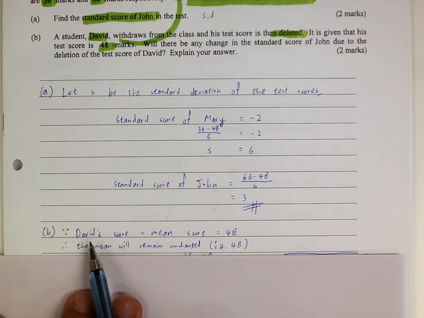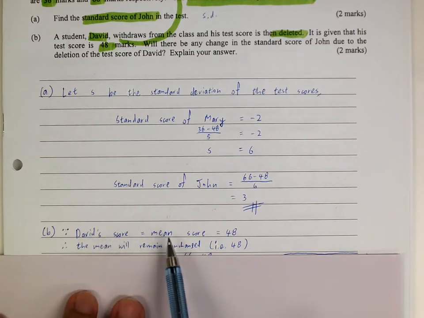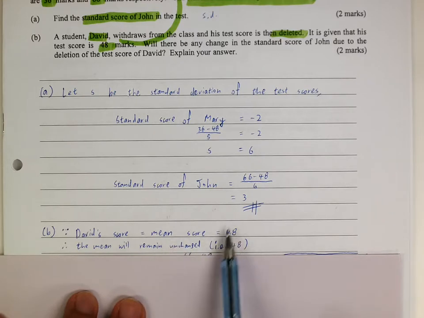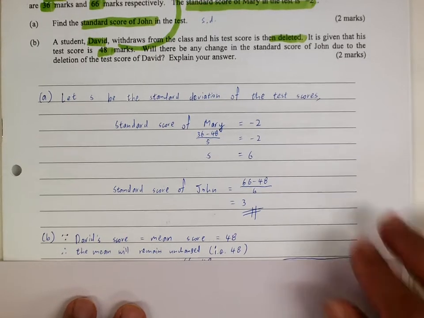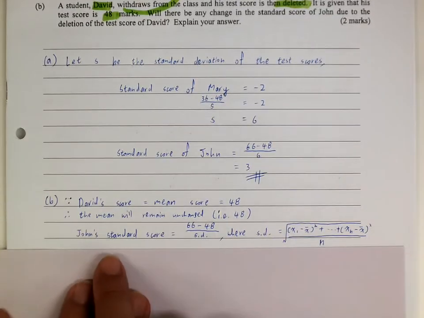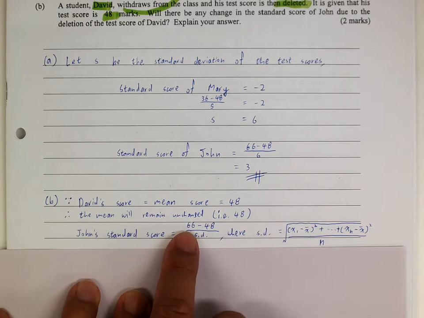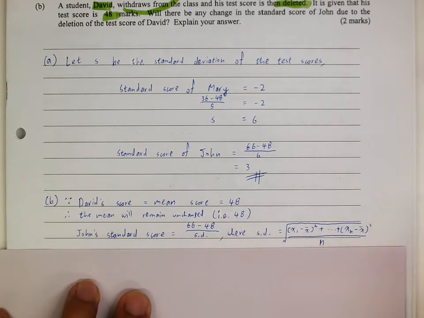First, we can put down David's score, which is equal to the mean score, and this number is deleted. Because the data deleted is exactly equal to the mean, the mean will remain unchanged. After that, we look at the formula for John's standard score. The upper part, the numerator, is unchanged. But for the SD, we have to be very careful.